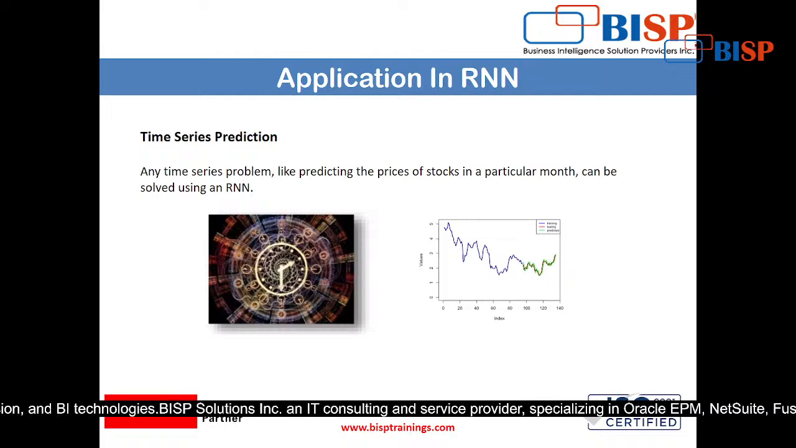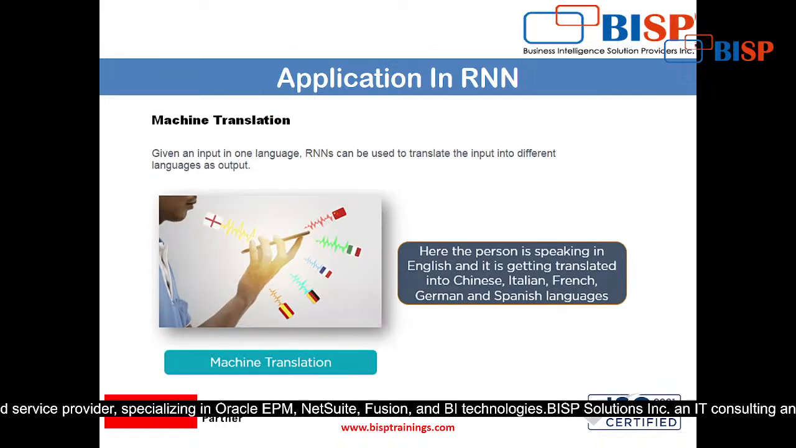Okay, now in this way we can predict the price of a stock in a particular month, so we use RNN for prediction of a series also, correct? Now let's see machine translation. You might have seen the Google Translator, right?